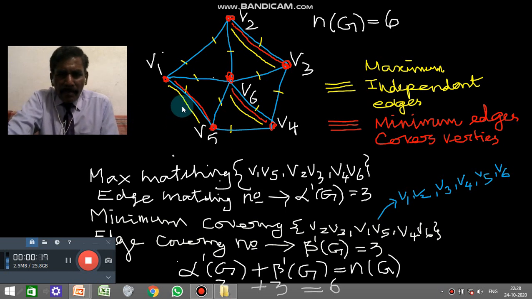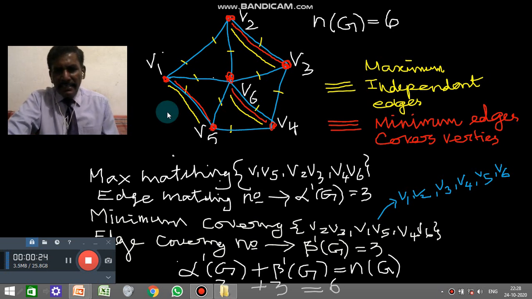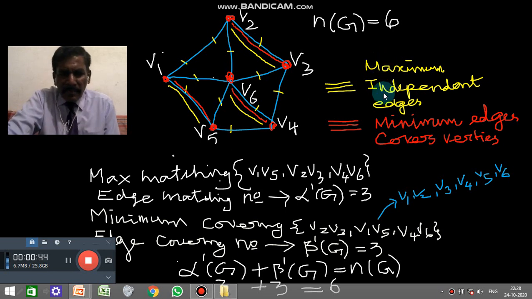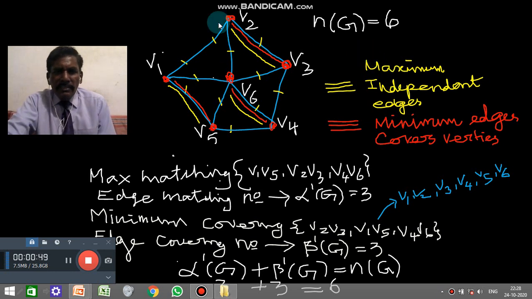Now, let me talk about a very important topic in graph theory. Graph theory is what I am interested in today. Here we are going to study maximum independent edges and the minimum edge covering. Minimum edge covering and the maximum independent edges, which is another terminology we call matching. Okay, look at this particular picture.